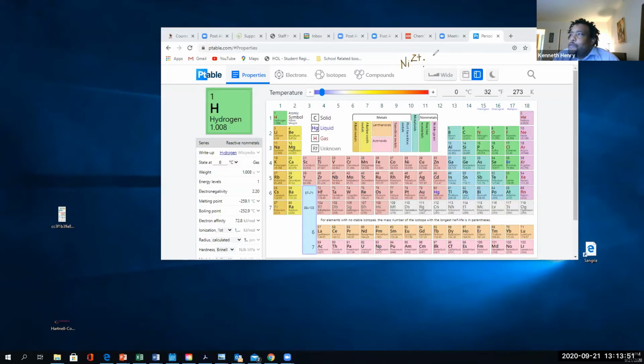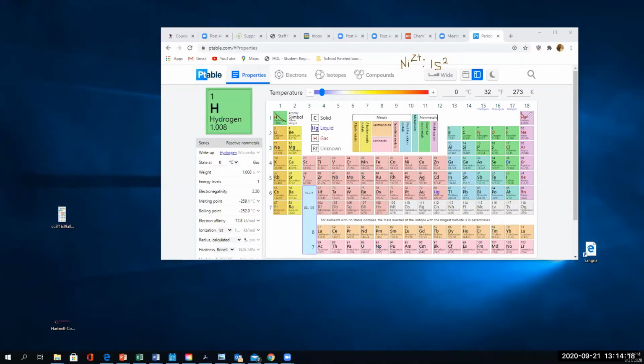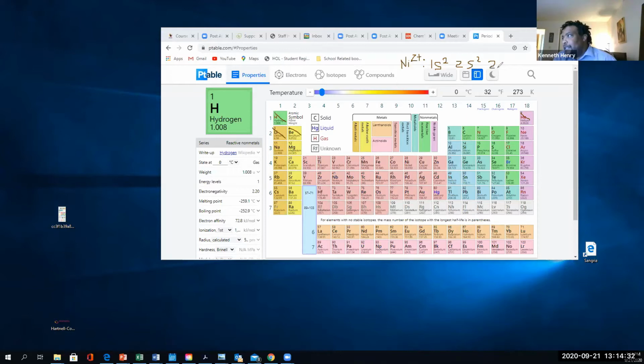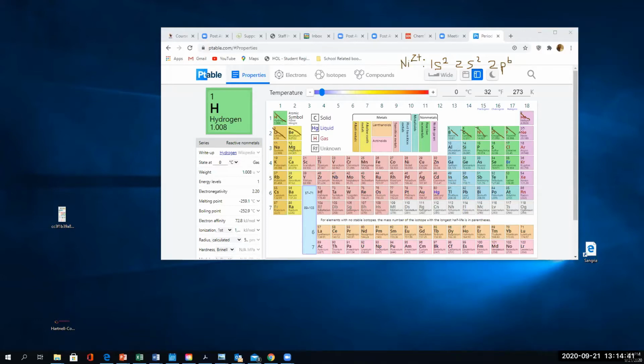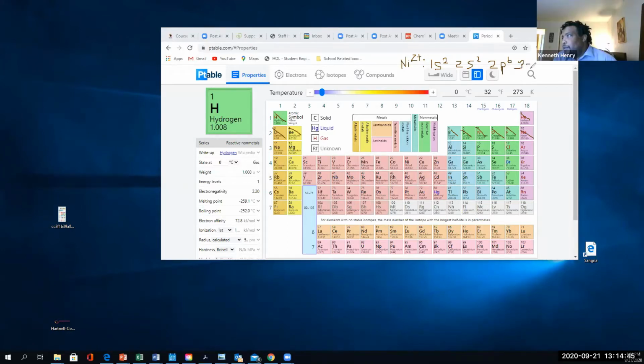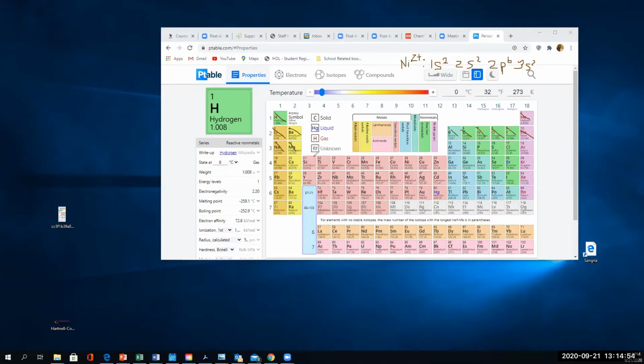Okay, electron configuration. Where do we start? Okay, you're saying 1s2. And then 2s2. And then 2p6. Then 3s2. And then 3p6.